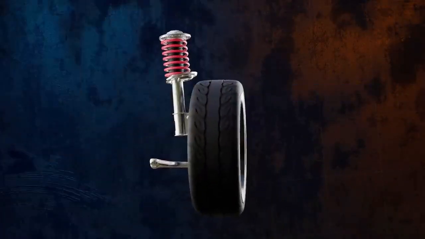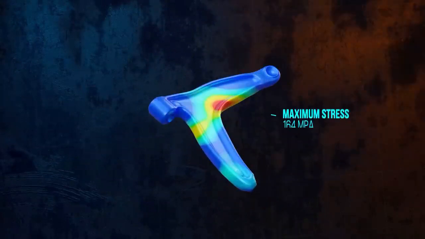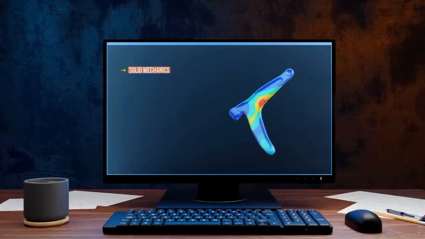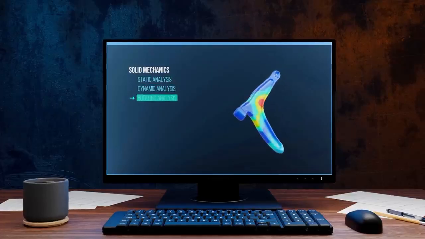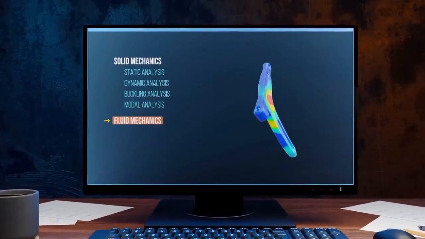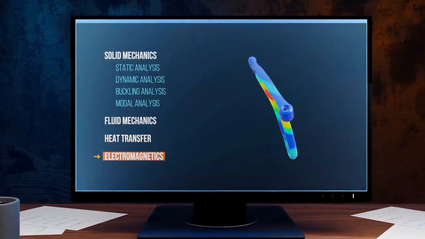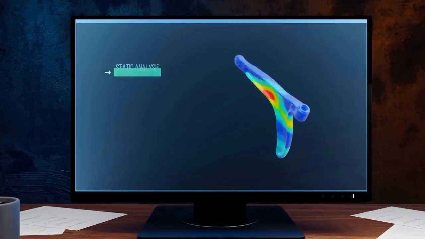Or to optimize the design of automotive components, like the lower control arm of this car's suspension system. Finite element analysis software can be used to analyze a wide range of solid mechanics problems, including static, dynamic, buckling, and modal analyses, but it can also be used for fluid flow, heat transfer, and electromagnetic problems. For this introduction to the finite element method, we'll focus on how it applies to static linear elastic stress analysis.